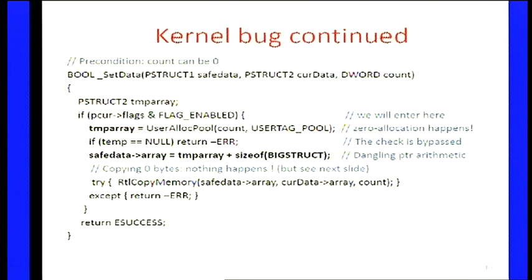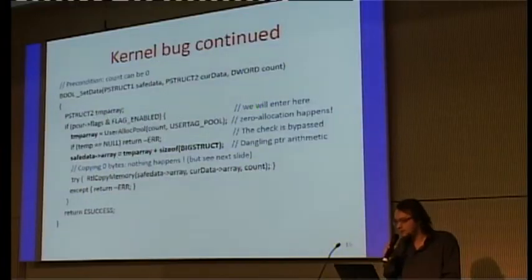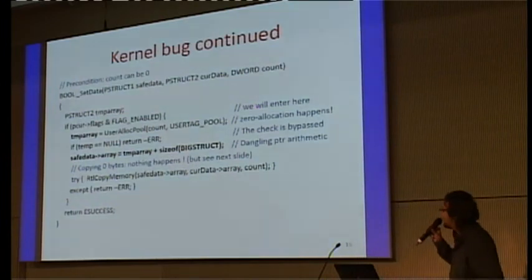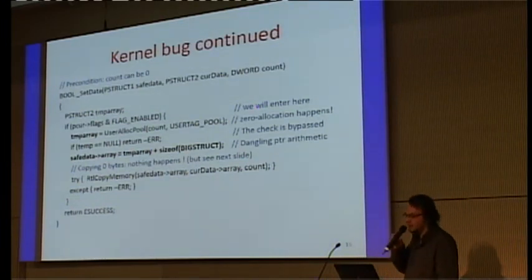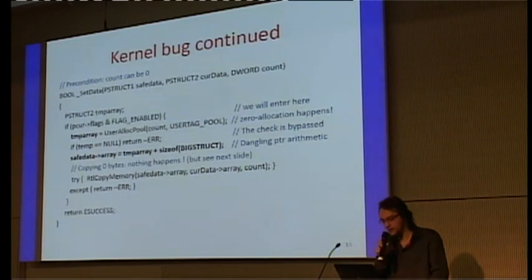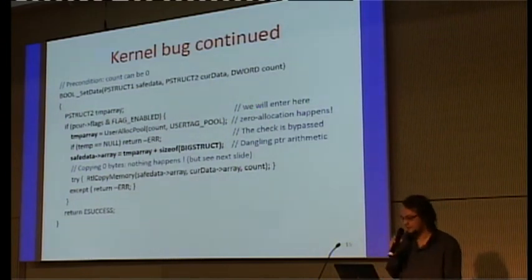And we do dangling pointer arithmetic. Here we consider a zero-sized heap allocated pointer as a dangling pointer because you don't really know where it points to if you do arithmetic on it. So save data arrow array becomes a dangling pointer in the kernel. However, when you copy memory with a count, since count is 0, RTL copy memory is a function of the Windows kernel that is equivalent to memcopy. If you just take it as memcopy, when you do memcopy of 0, nothing happens. So there is no vulnerability here.